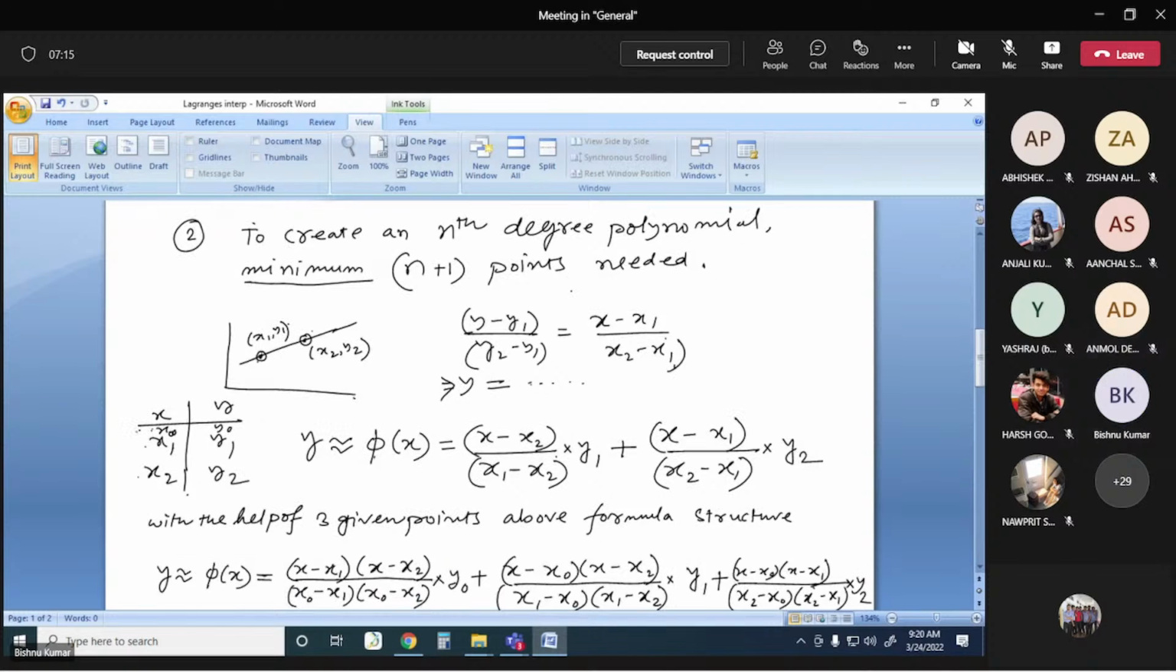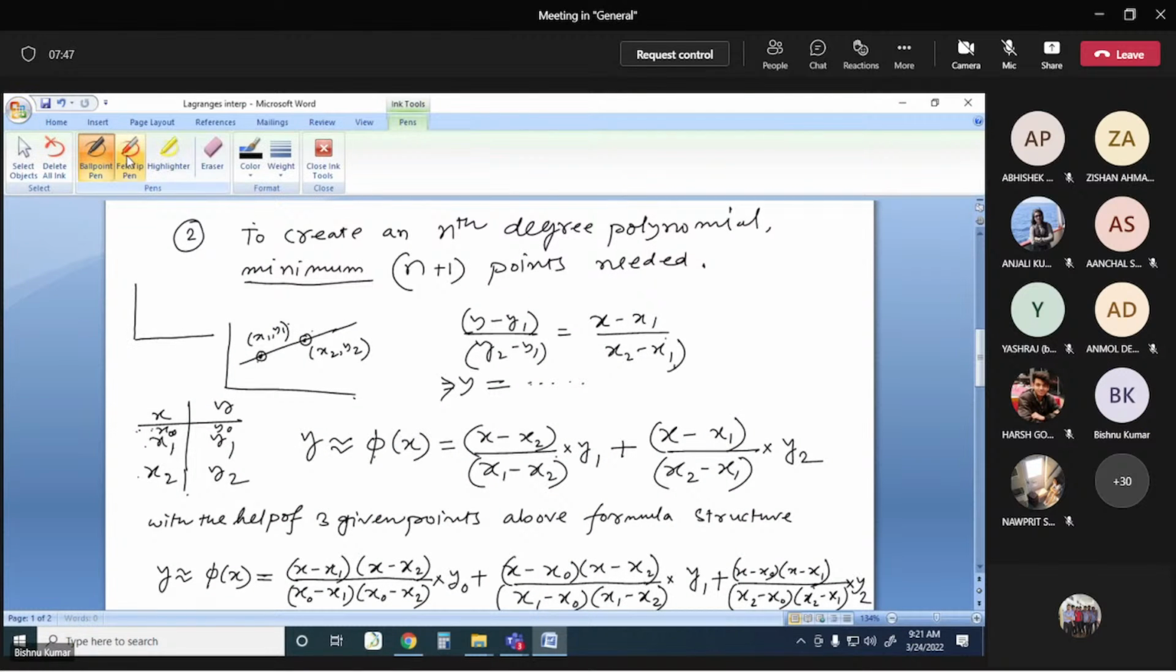The second statement looks the same, but it is in another way, an indirect way. That was the direct way, this is the indirect way. To create an nth degree polynomial, you need minimum n plus 1 points. This statement is true. Suppose a small question, you have to create a first degree polynomial. First degree polynomial is the straight line, isn't it? Yes, sir.